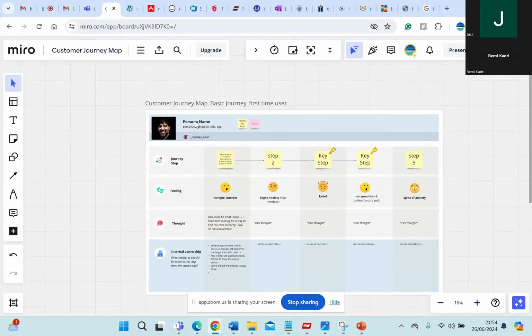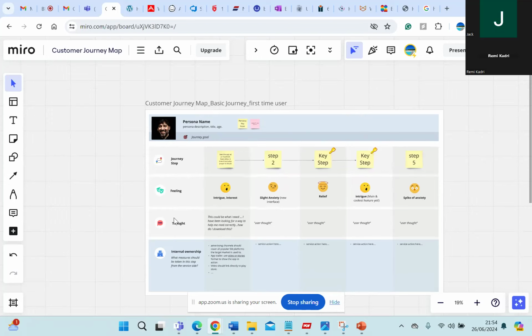Remember those key things. Once you have the stages, the steps, and your horizontal steps, the different phases, what are the touch points the user has with your organization?